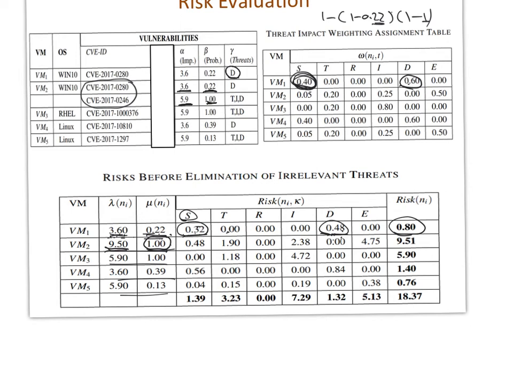جبناها منين؟ من هنا. It has some effect on denial of service, صح. But it doesn't have any effect on spoofing. So, in fact, this means what?